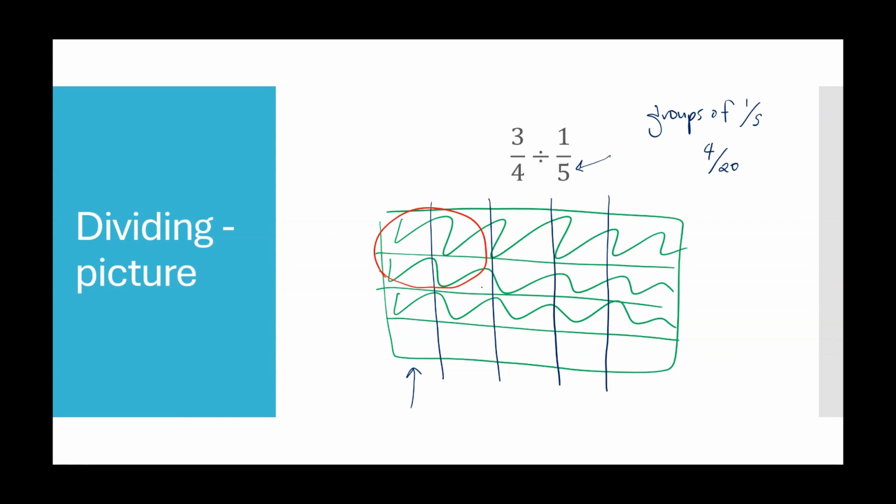Here's a group of 4, and here's a group of 4. Here's a group of 4, and then, oof, I only have 3 left. So this right here is a 3/4 full group. So I had 1, 2, 3 full groups, and then 3/4 of a group. That means 3/4 divided by 1/5 is probably, I hope, 3 3/4.